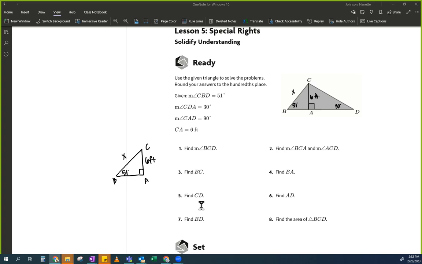So, SOH, CAH, or TOA? Yeah, someone said in the chat, sine, Miss Johnson. Okay. So go ahead and write your equation that has sine in it. So I'm going to write sine, and you guys are going to write it.